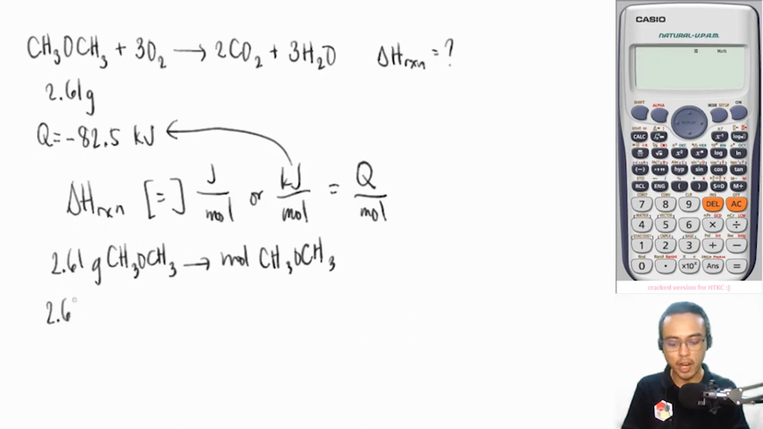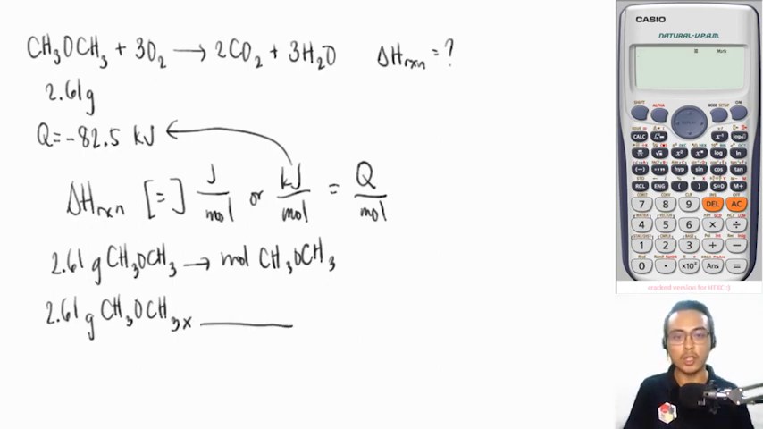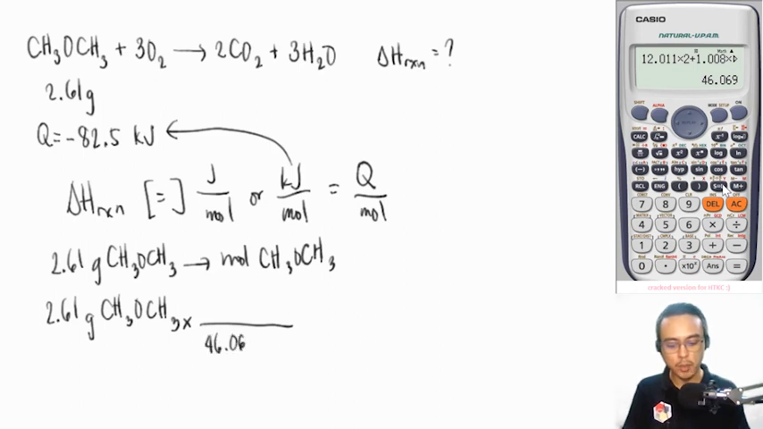So from 2.61 grams of CH3OCH3, we need to divide this by the molecular weight of CH3OCH3. Carbon is 12.011. Multiply that by 2 because we have 2 carbons. Plus hydrogen is 1.008. Multiply that with 6 and then plus 1 oxygen. That's 15.999. The molecular weight of dimethyl ether is 46.069. So we divide by 46.069 grams of dimethyl ether. That's equivalent to 1 mole of dimethyl ether.